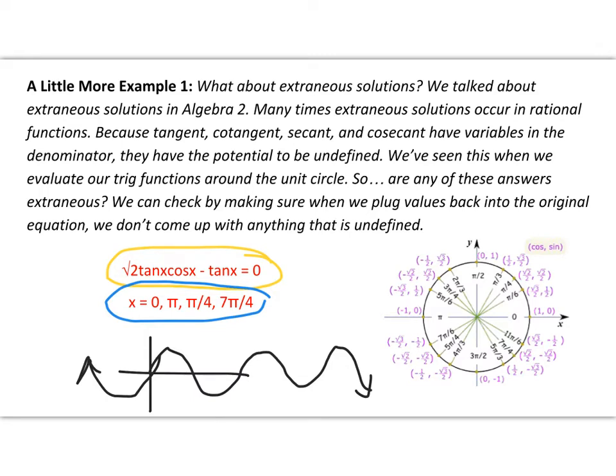And actually, that's a sine graph that I drew, not a cosine graph. But the point is the same. The domain is all real numbers. Cosine and sine are never undefined, so we don't need to worry about checking those against extraneous solutions. So in this case, no extraneous solutions. These are our 4 correct answers.